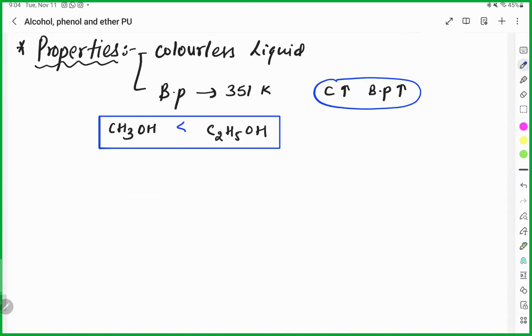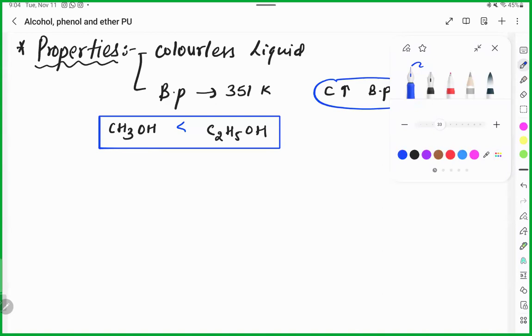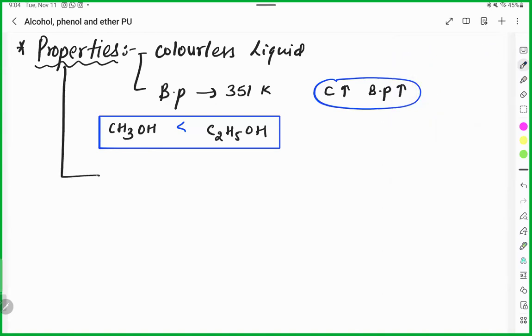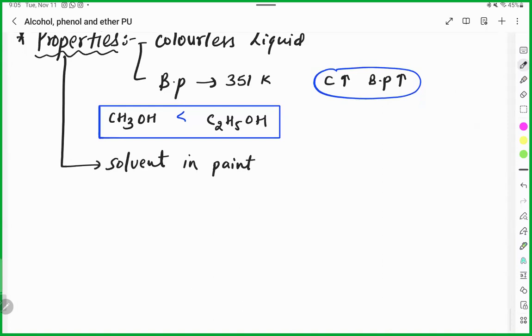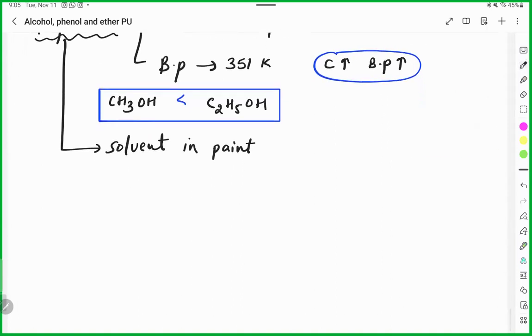Methanol is a solvent, and ethanol is also a very popular solvent. Both are solvents in the paint industry. That's why sometimes you also get the smell of alcohol, right? But it can be asked for 1 mark. Very, very important for 1 mark.